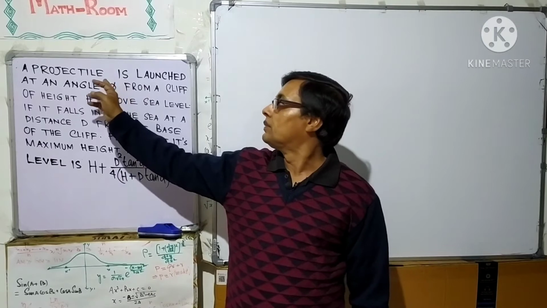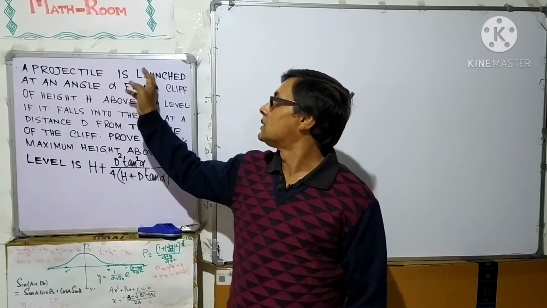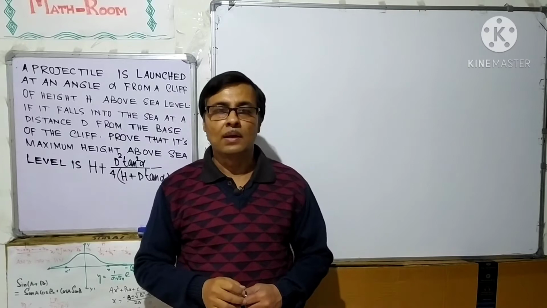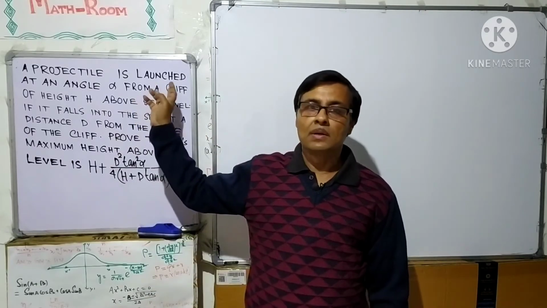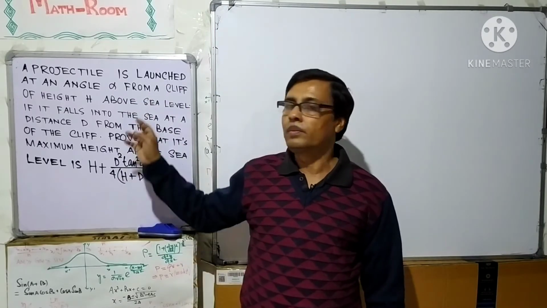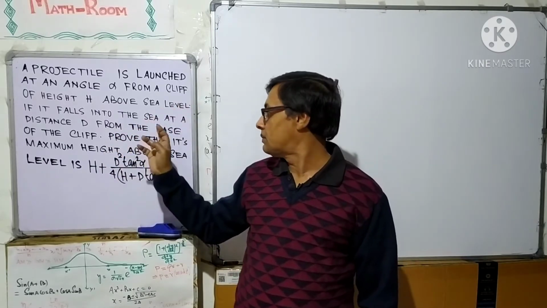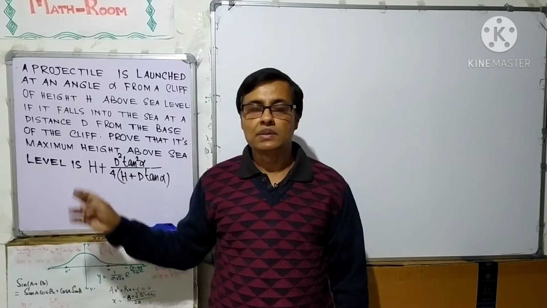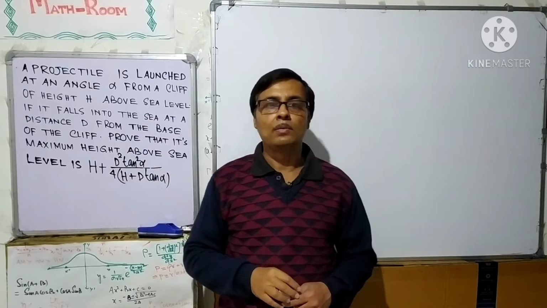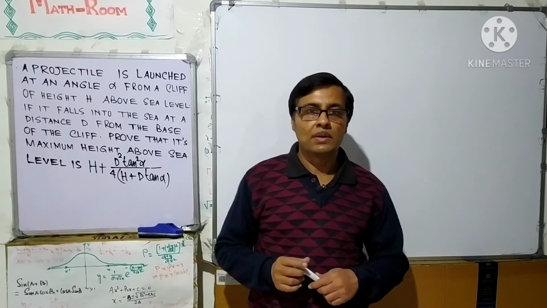It is clear the problem is taken from projectile motion: a projectile is launched at an angle alpha from a cliff whose height is h above sea level. If it falls into the sea at a distance d from the base of the cliff, we have to prove that the maximum height of the projectile above sea level is h plus d square tan square alpha over 4 into h plus d tan alpha. We have to prove it. Now, let us start.